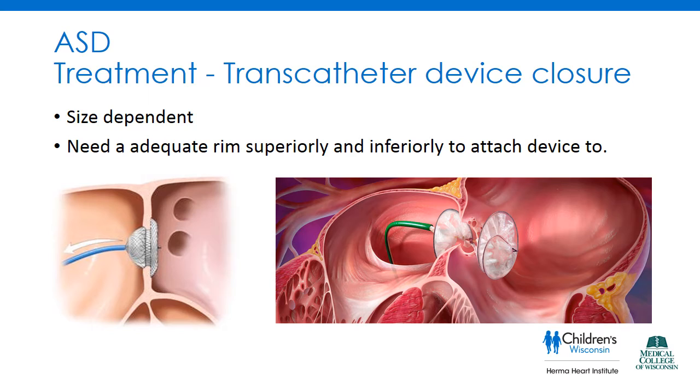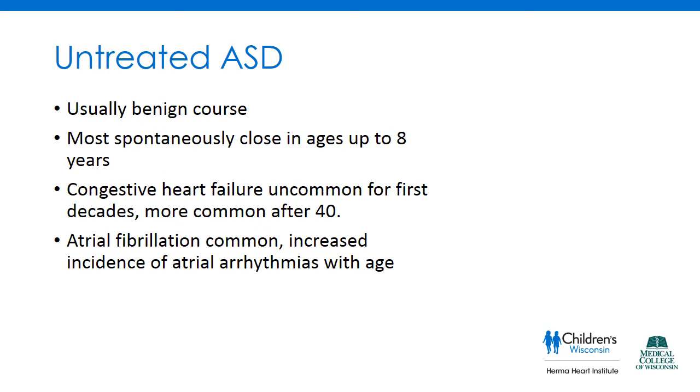Again, the helical device is just a different form and option that we have that once it's deployed, it should bring both of these, the device that's on the left atrial side and the device that's on the right atrial side, and cinch that together and close the hole that's defined right here. In untreated ASD, patients usually have a benign course. They can close up to the age of 8 years.